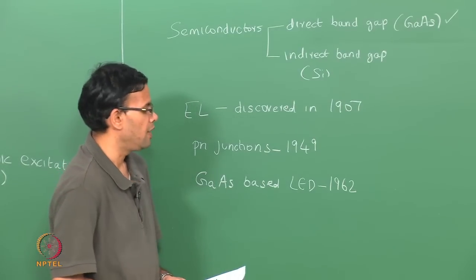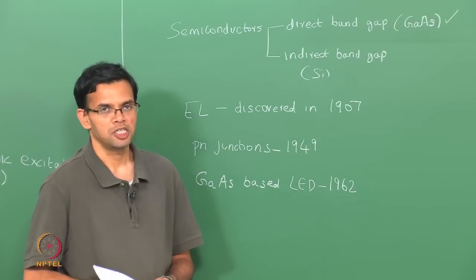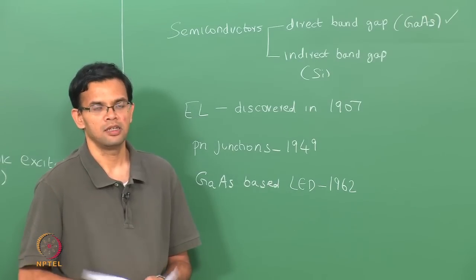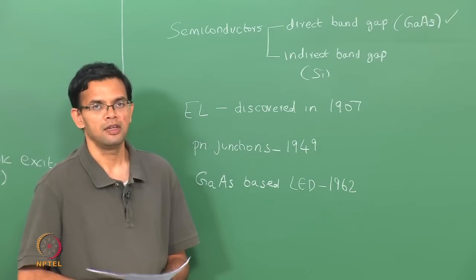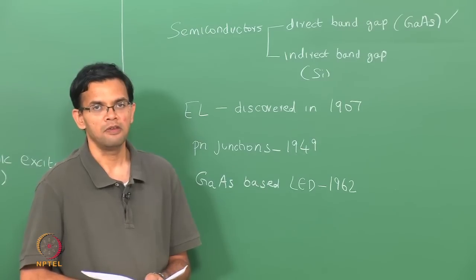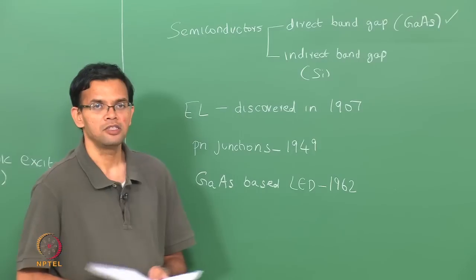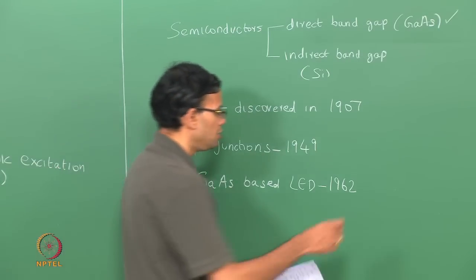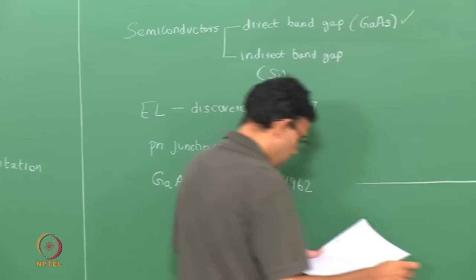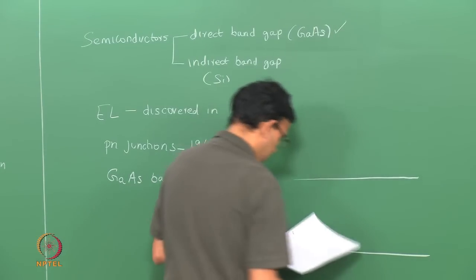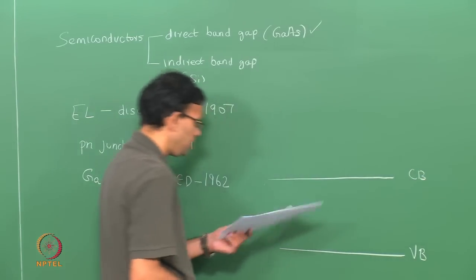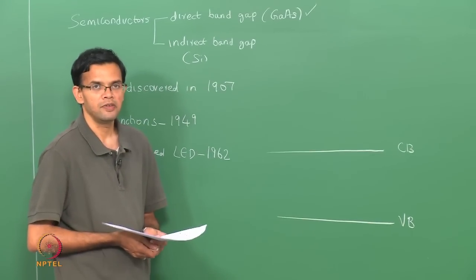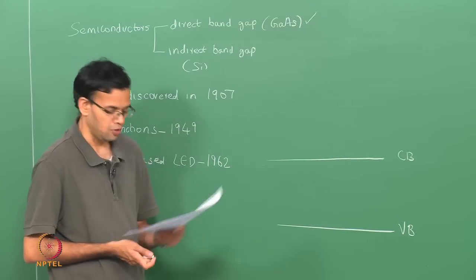So, what happens in the case of LEDs? By means of injection, we create these electron hole pairs. So, we have electrons in the conduction band and holes in the valence band. These electrons and holes can recombine, and typically we want this recombination to give us light. Now, there are different kinds of transitions that are possible. So, if I have a general picture, so, this is my conduction band, this is my valence band. So, there are different ways in which transitions can occur between the electrons and holes.